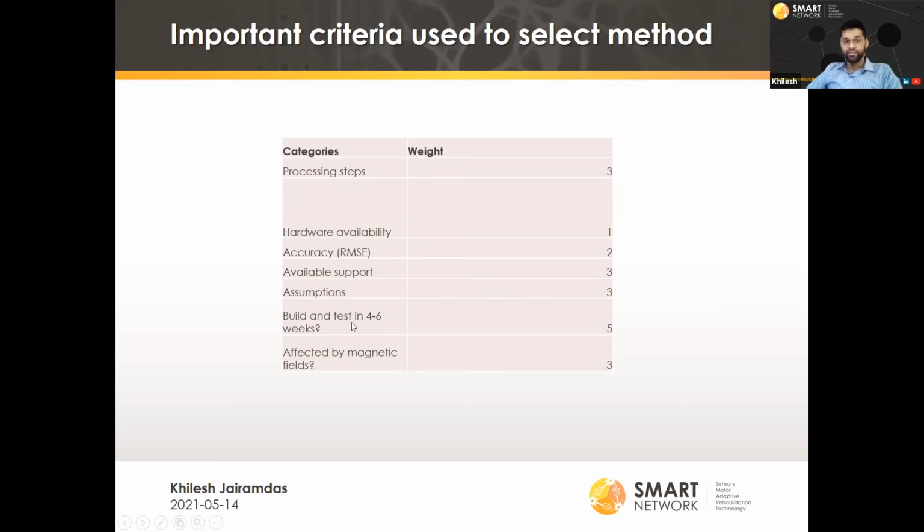So can we build and test this in 4 to 6 weeks, which is kind of the time frame I'm looking at? Very important. We need to get the project done. And so that's supremely important. 5 out of 5 for importance. And then are we affected by magnetic fields? Because of the native magnetometer in some of these measures, it's important. So again, relatively important, 3 out of 5.